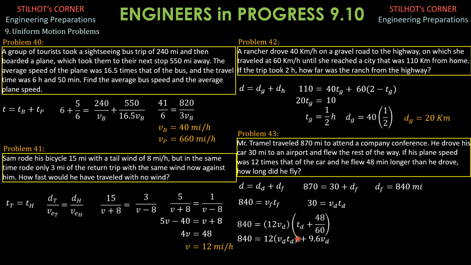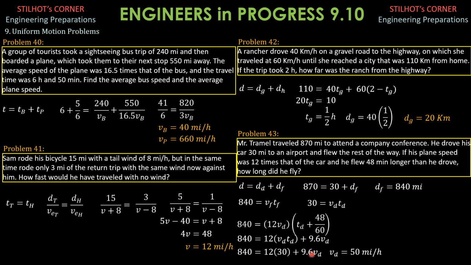So V sub d T sub d is 30 from this equation here. 840 equals 12 times 30 plus 9.6 V sub d. So from here, we can now solve for V sub d: 840 minus 360, 12 times 30, then divide by 9.6. So V sub d is 50 miles per hour.